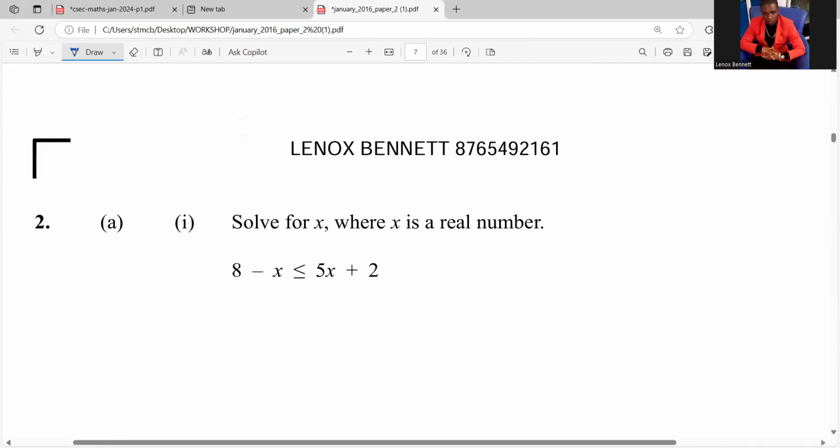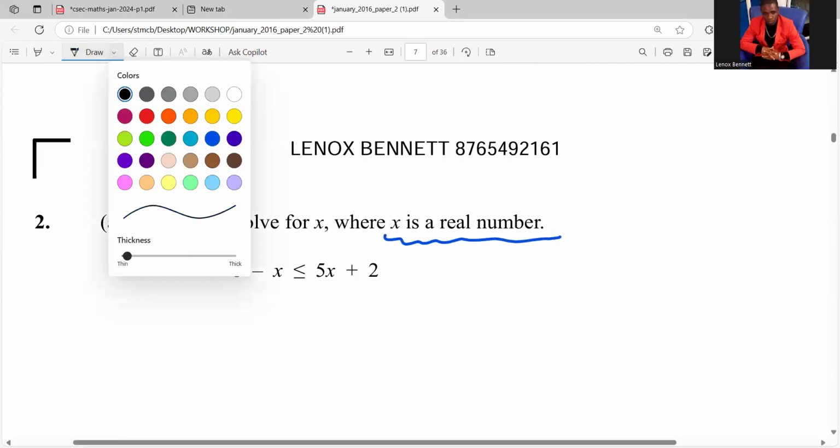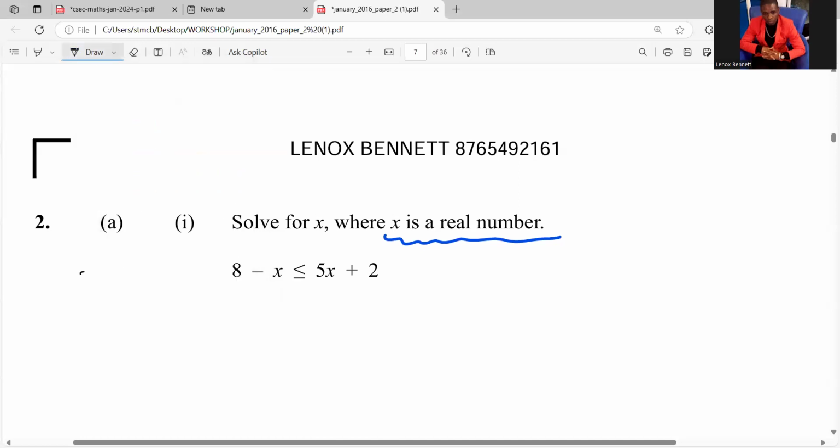Maths, let's look at the number 2 question. It says solve for x where x is a real number. I'm going to change it to black because everybody knows I love black. So now we have 8 minus x is less than or equal to 5x plus 2. We need to group the x terms. So we have a 5x here and an x here. Let's do that now. I'm going to add x to both sides.